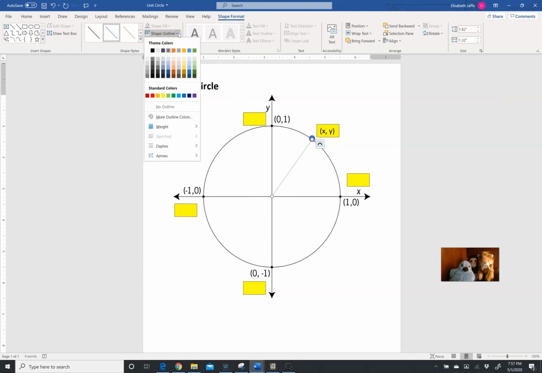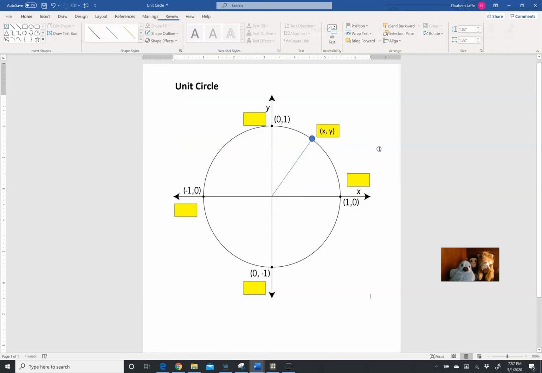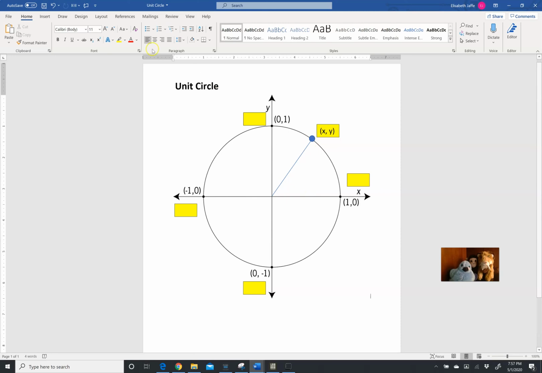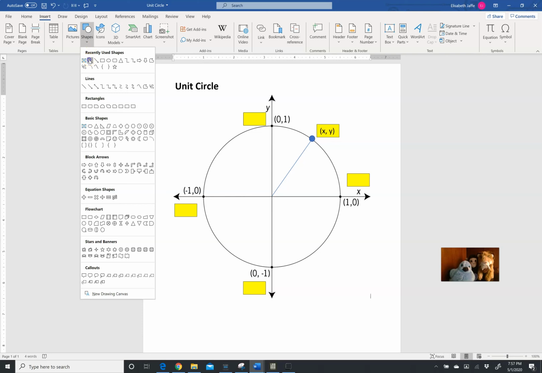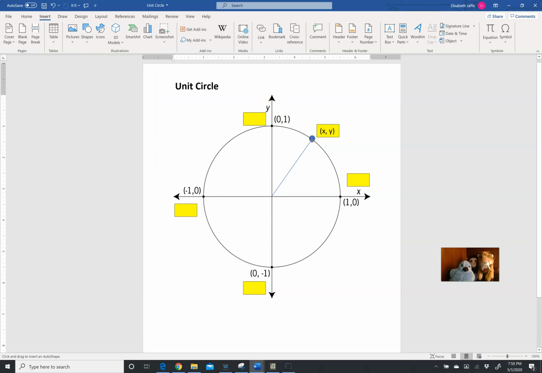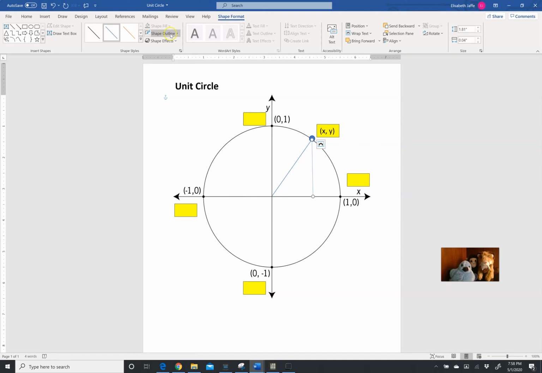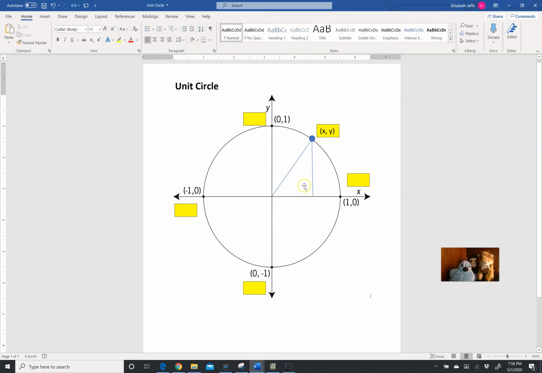Let's make this a little bit thicker so it's easy to see. Okay, so we have this, and then we can actually drop a line as well to the x-axis. And we could do this anywhere on the circle. We can always drop a line to the x-axis. Okay, and we'll make that a little bit thicker also. Okay, so we have a right triangle here. And we know something else. We know what this distance here is equal to.